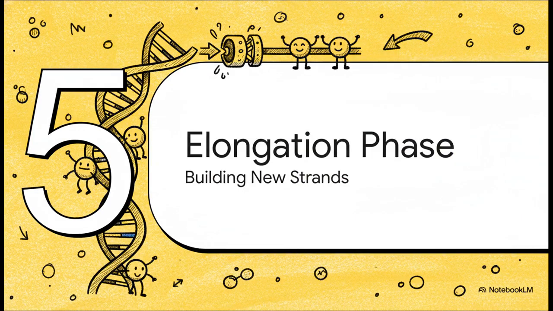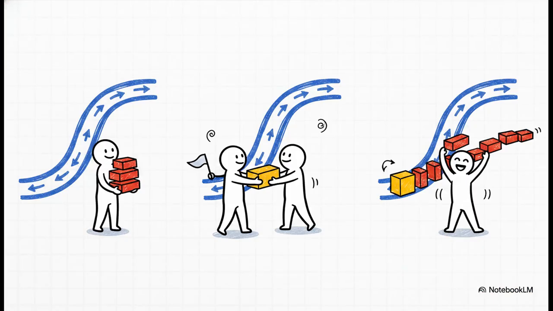Once those factory doors are open, the real heavy lifting begins in Section 5, elongation, building new strands. Now, when helicase unzips that DNA, the 2 strands naturally just want to snap right back together. To stop that from happening, special workers called single-strand binding proteins basically act as wedges to prop the 2 strands open. Now, we absolutely need to talk about the golden rule of this factory floor.